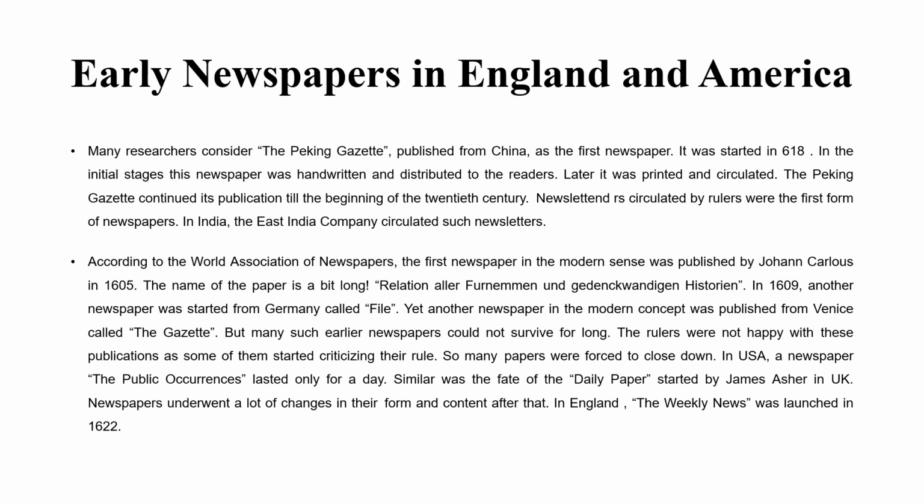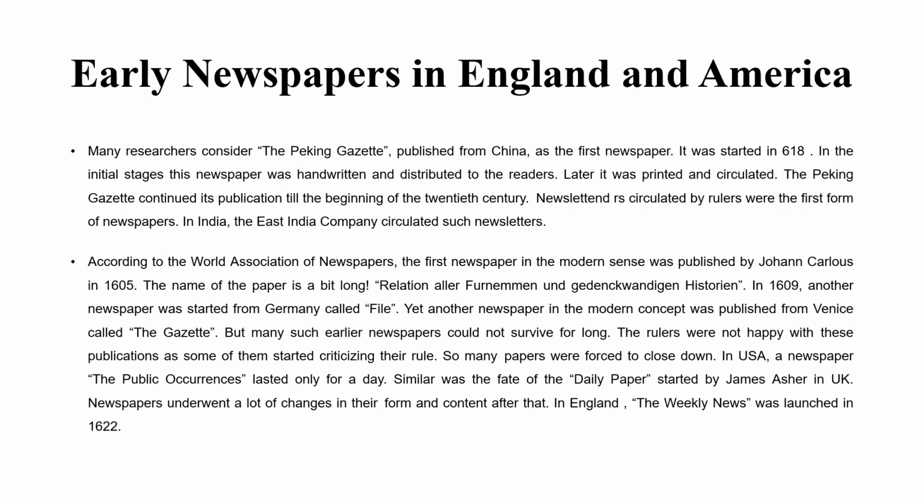Now, according to the World Association of Newspapers, the first newspaper in the modern sense was published by Johann Carolus in 1605. The name of the newspaper is a bit long. It is Relation aller Fürnemmen und gedenckwürdigen Historien. We call it Relation, to be very precise. In 1609, another newspaper was started in Germany, which was called Avisa.